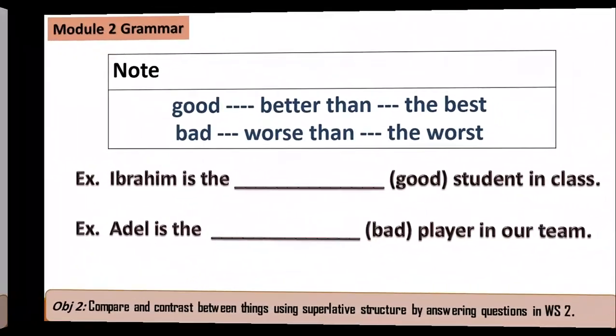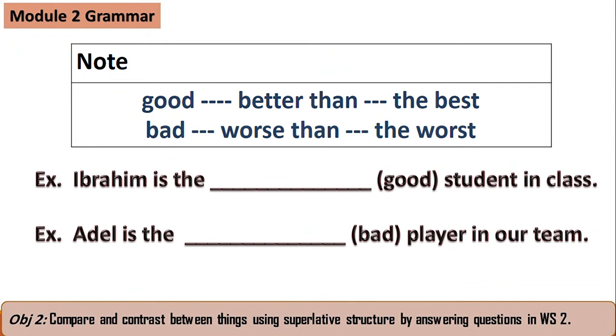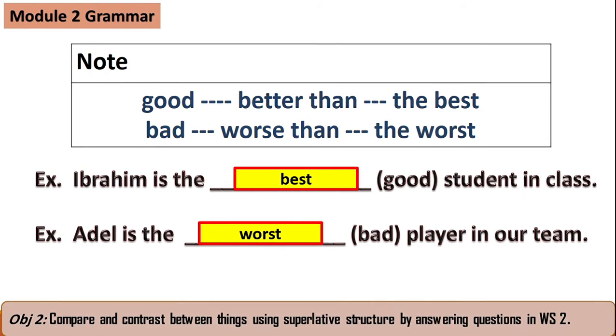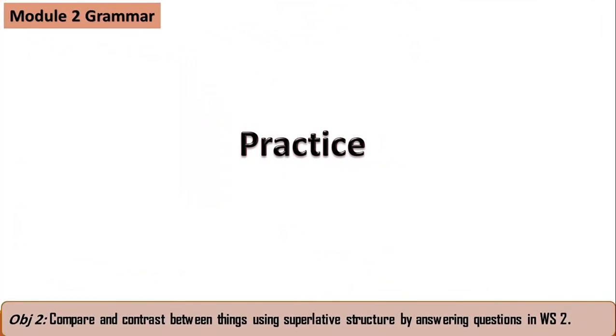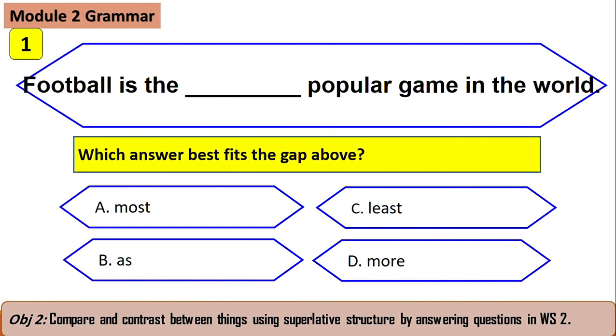Good. Now, what's good and bad about your superlative? You have the best and the worst. Like for your example, Ibrahim is... who can answer? You can pause your video and then answer. Excellent. Ibrahim is the best student in the class. 2. Adil is the worst player in our team. Well done. Now let's press the superlative.